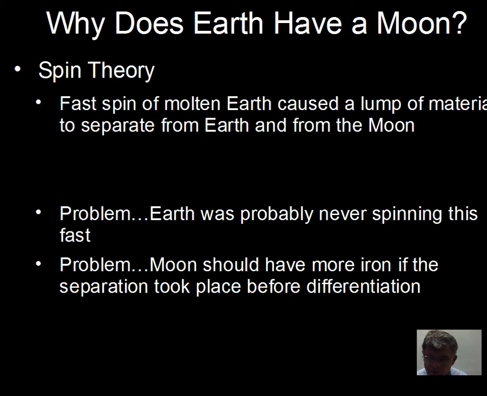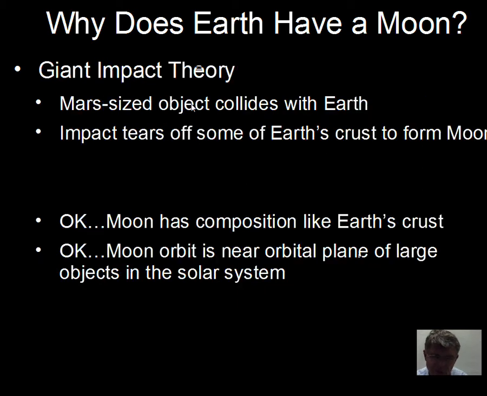A difficulty with this is that astronomers do not think the Earth was spinning fast enough for this effect to take place. And if the Earth is molten here and spinning, then differentiation has not occurred yet, and there should be iron scattered throughout the material at the outside where the Moon breaks off. The Moon should have more iron. It does not have more iron. So we don't think the spin theory is correct.